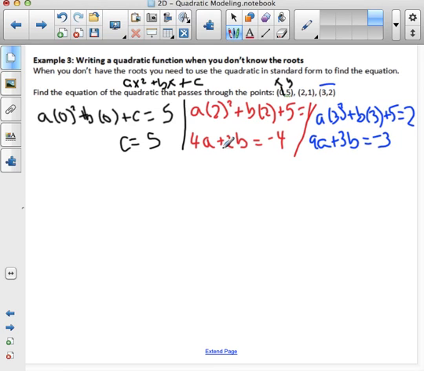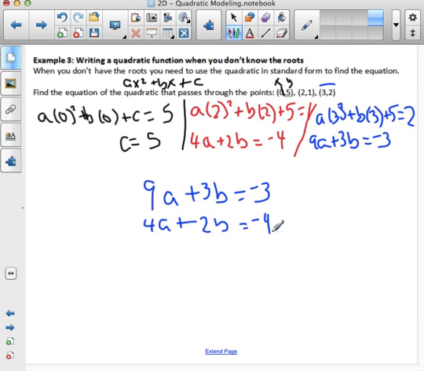All right, so hopefully you see that right here we have two equations and two variables to solve for, which means that we can solve this system of equations. So we're going to stack them on top of each other. And if I could switch colors easily, I would, but it is not working so well. So we've got 9a plus 3b equals -3, and underneath it, we've got 4a plus 2b equals -4.